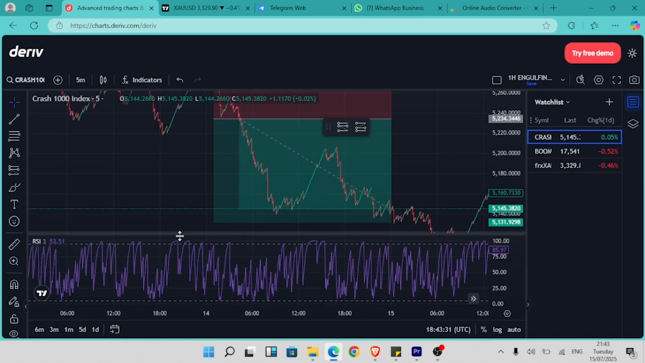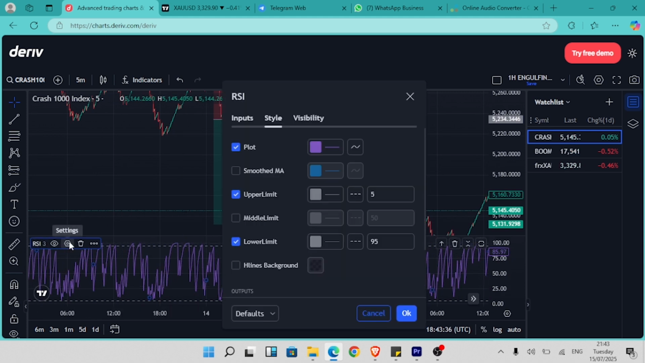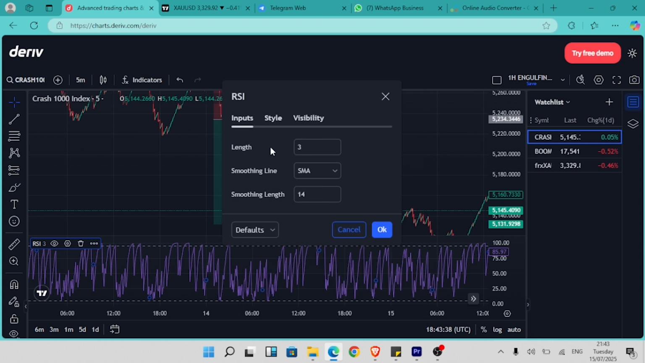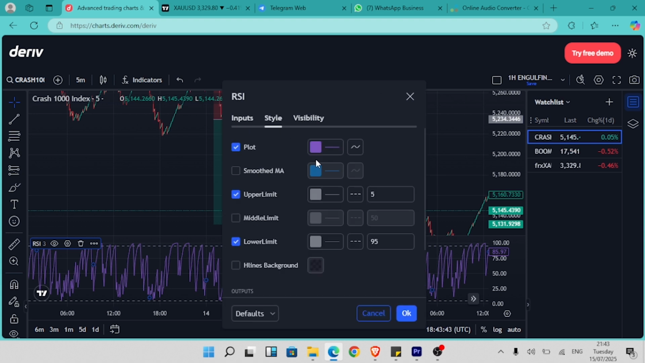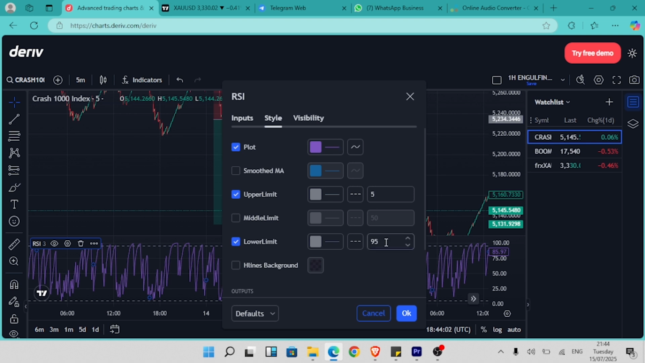This RSI is not the same settings that you usually use. These are the settings. The input length is RSI 3, and then we have the levels at 5 and 95, so extreme oversold and overbought levels. That is what you want to use. Anything else, it doesn't really matter. Those are the two things that are important: a length of 3, or RSI period of 3, and oversold and overbought zones of 5 and 95.